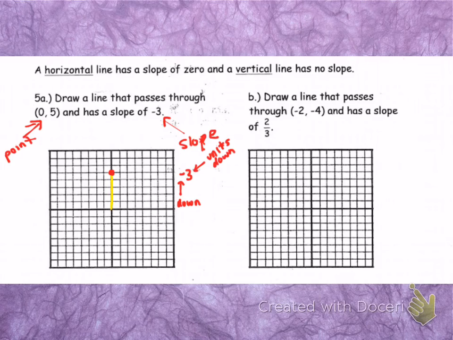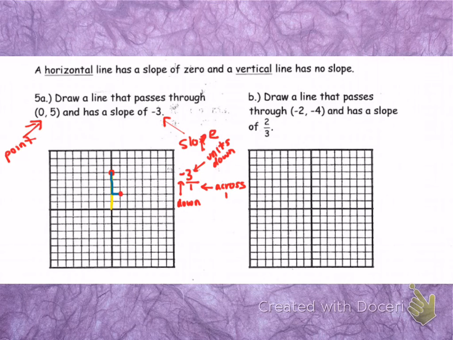And then as far as the over, that's where when we have a whole number or an integer, you can always put that over 1. So that means you would go across 1. And so that's telling us from any point on the line, we can go down 3 over 1 and end up back on the line. So we can go down 3. Let me grab a different color here. Down 3, 1, 2, 3, and over 1. And that's where we would end up back on the line.